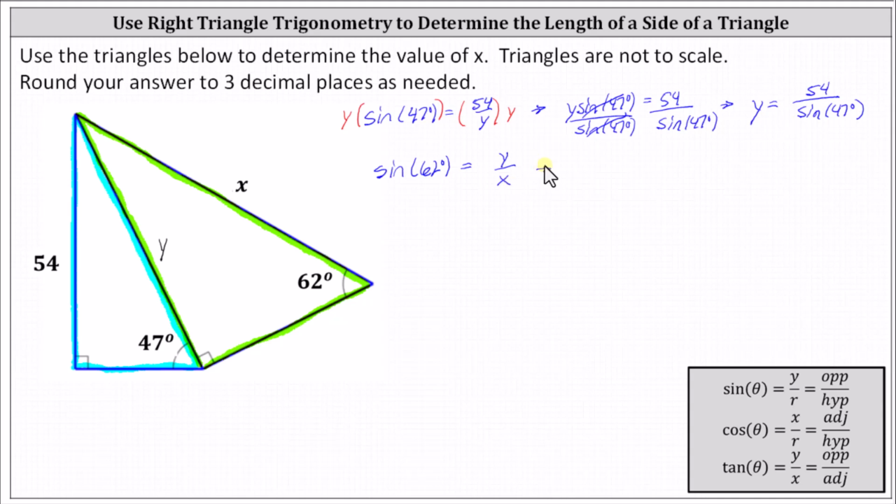Performing the substitution, we have sine 62 degrees equals y, which is 54 divided by sine 47 degrees, all divided by x. To begin to solve for x, let's multiply both sides by x, which will clear x from the denominator of this complex fraction. So we'll multiply both sides by x.